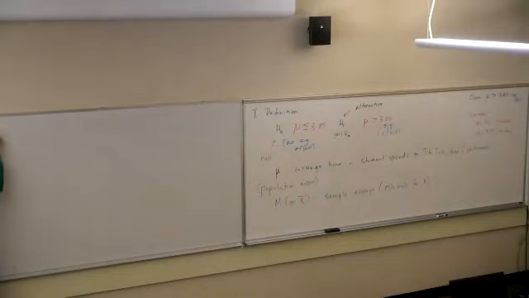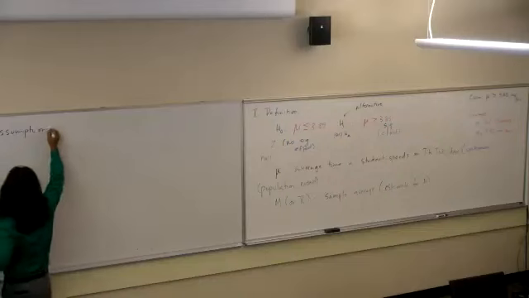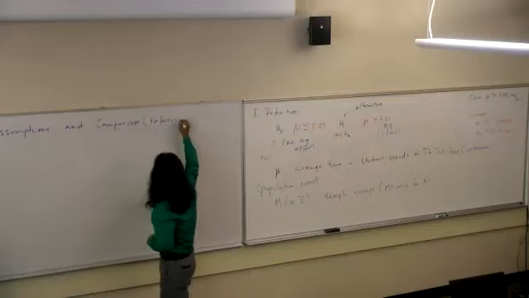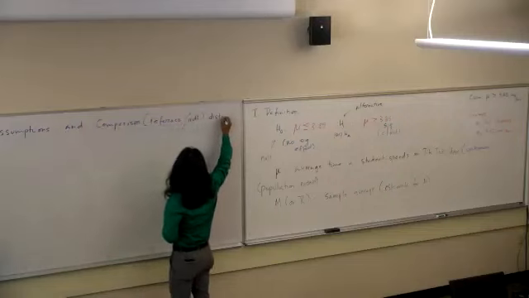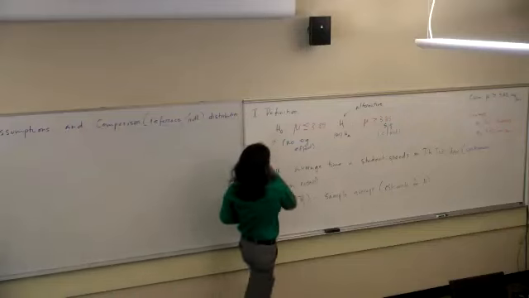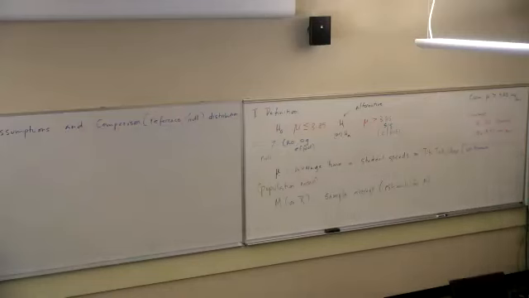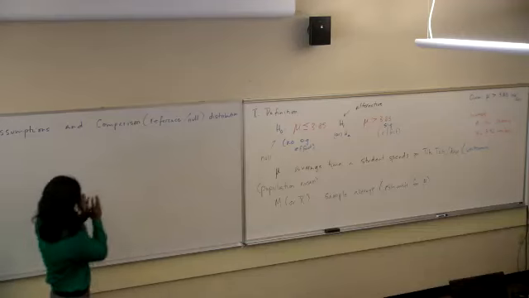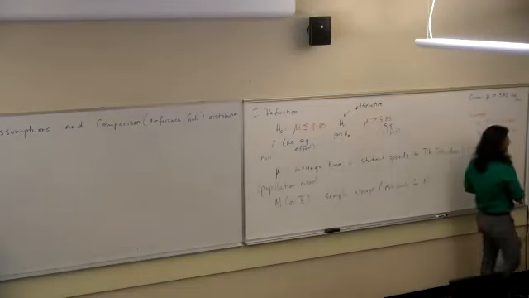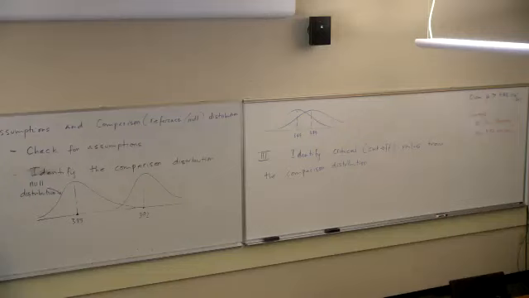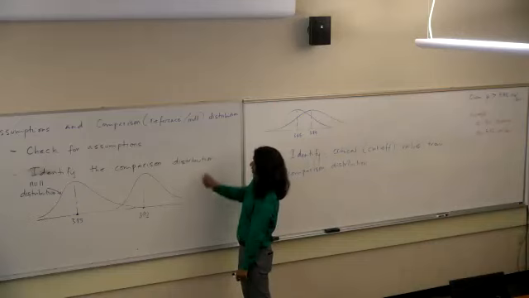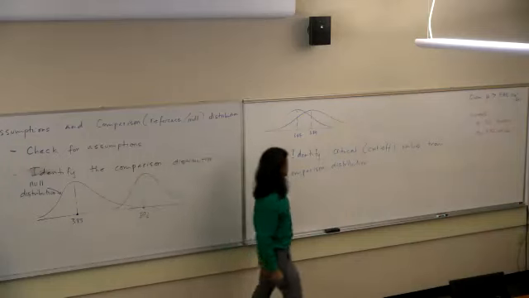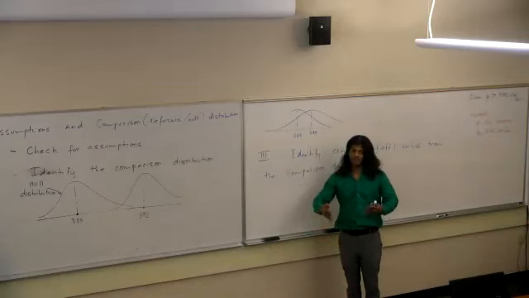Next step is to check for assumptions. Then you've got to ask yourself, well, what is the comparison distribution? I'll tell you what the comparison distribution is in a bit. Once we have the comparison distribution, we compare the sample distribution to the comparison distribution to come up with a conclusion whether we have a significant effect or not.